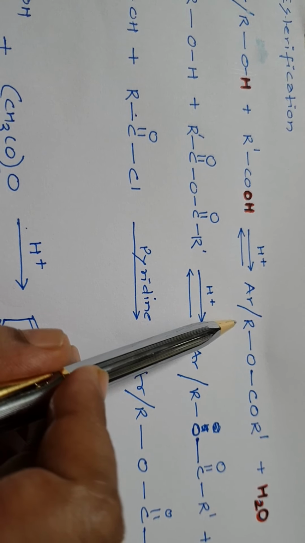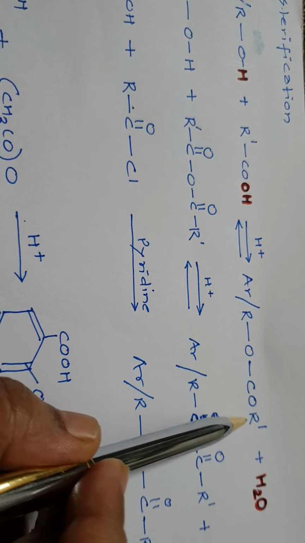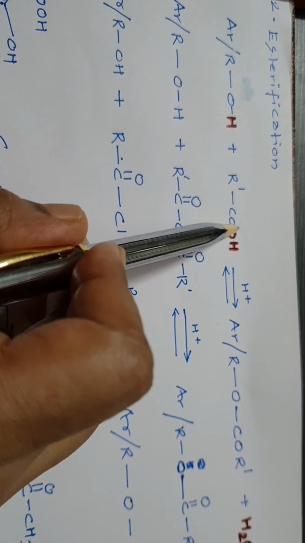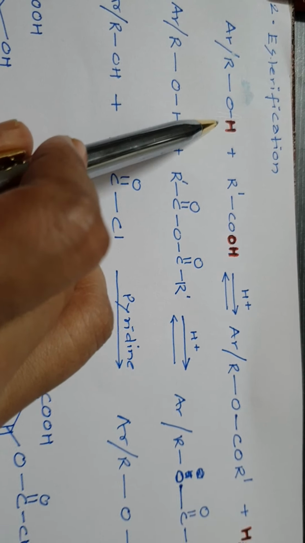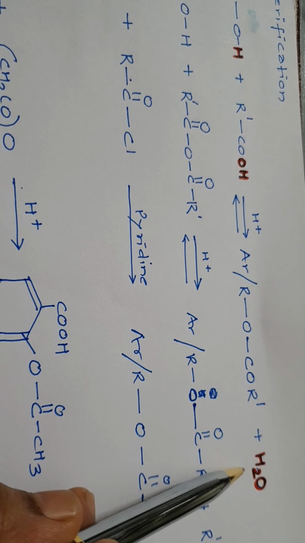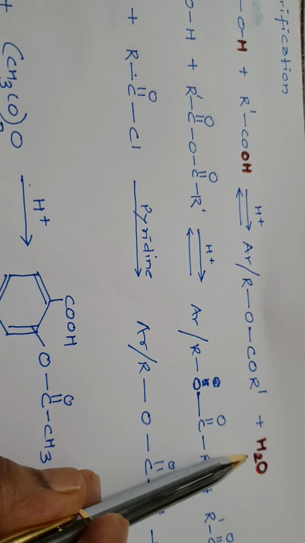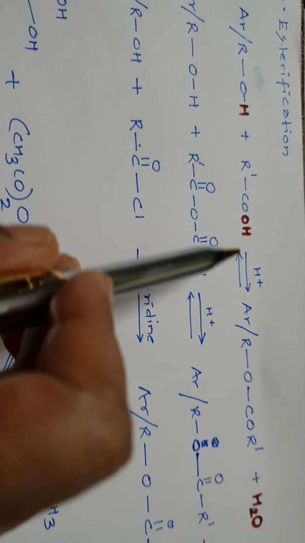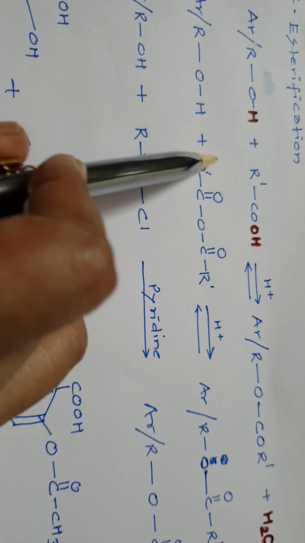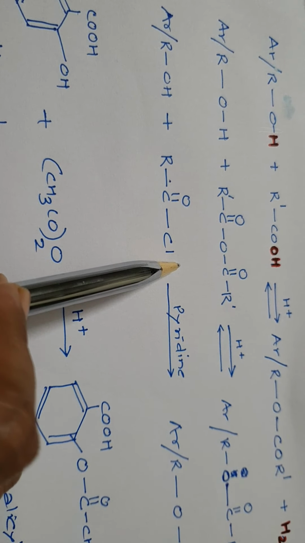So, it is R O C double bond O R dash. The hydroxy of your carboxylic acid and the hydrogen of the alcohol combine to give you a byproduct, and that is water. Similarly, the esterification can be carried out by making use of anhydrides and acyl halides.